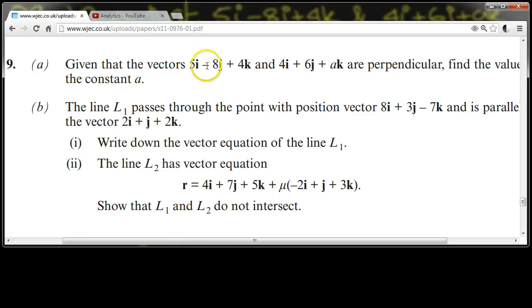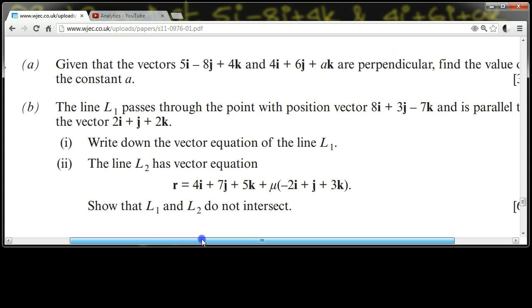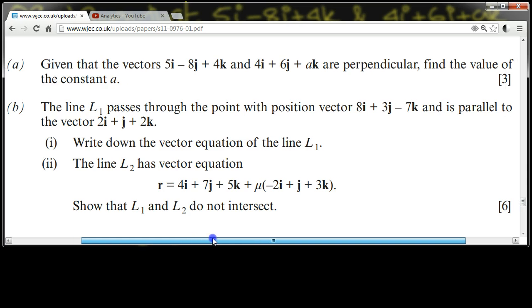Given that the vectors 5i minus 8j plus 4k and 4i plus 6j plus ak are perpendicular, find the value of the constant a. The line L1 passes through the point with the position vector 8i plus 3j minus 7k and is parallel to the vector 2i plus j plus 2k. Write down the vector equation of the line L1.